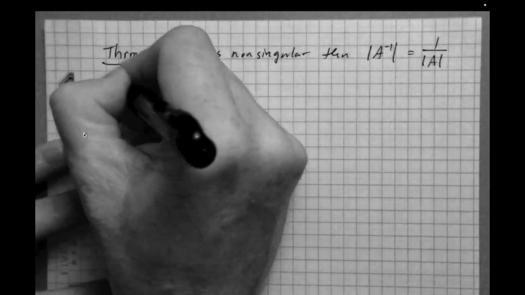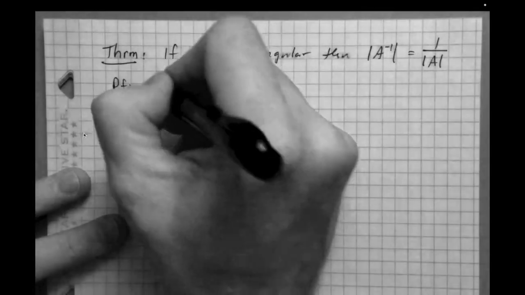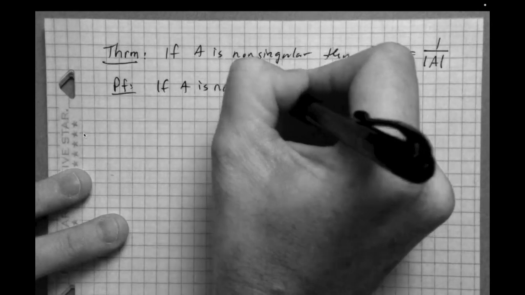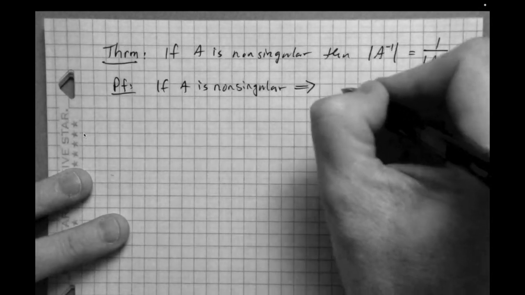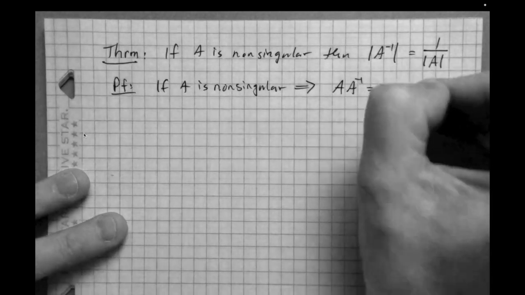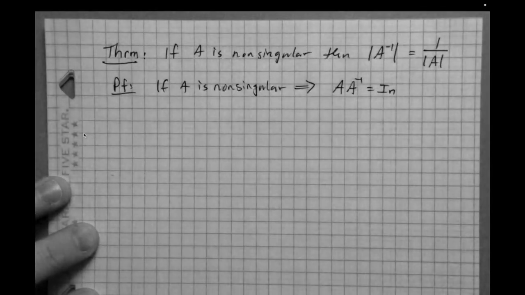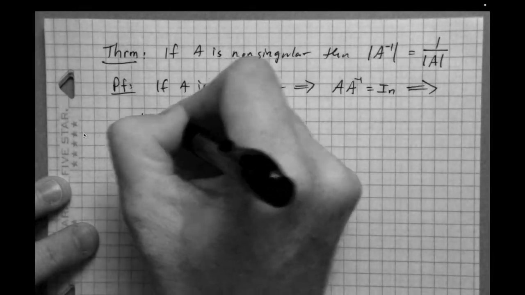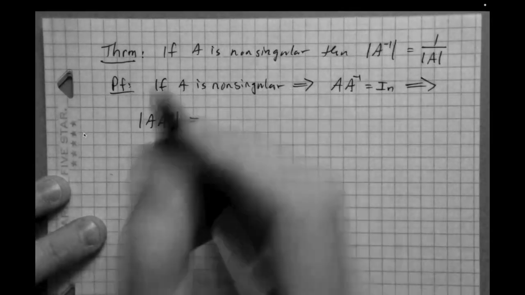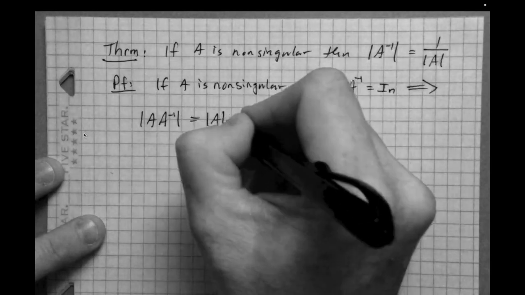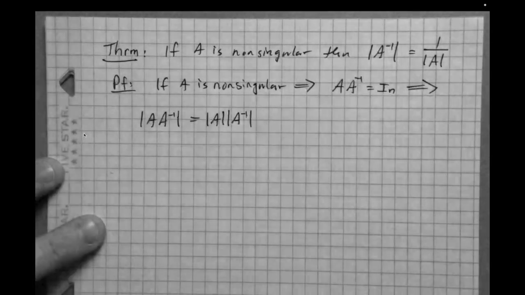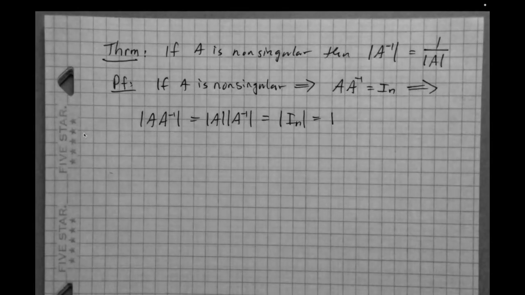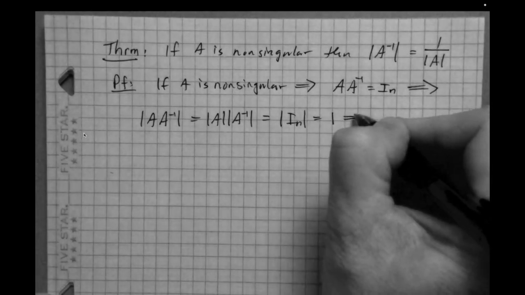Let's prove it. Proof is simple, one line. Well, maybe two lines. If A is non-singular, well, then you have this, right? A times A inverse equals the identity matrix. What does that mean? Well, if I take the determinant of A times A inverse, the previous theorem showed us that that's the determinant of A times the determinant of A inverse. And we know that's equal to the determinant of the identity, which is 1.